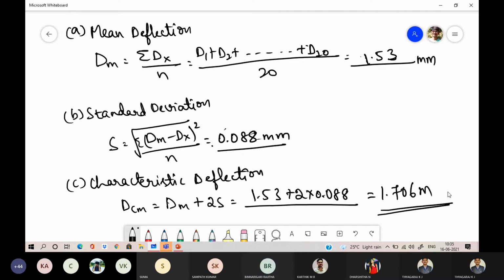Using calculators, I have shown how to calculate this standard deviation. Okay, use that method. But in the exam, you have to write this equation and you can directly write the formula. You have to write the formula, then make a statement using calculator. We are getting this 0.088 mm standard deviation. Okay.